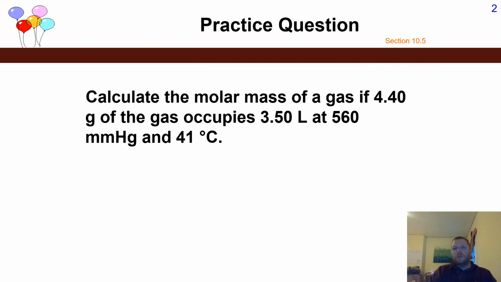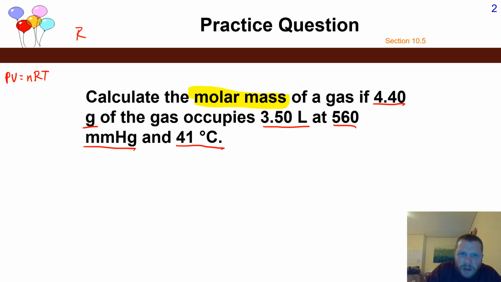Okay, now a good practice problem is this right here. Calculate the molar mass. That's what we're looking for. I'm going to highlight that. The molar mass of a gas, if 4.40 grams of the gas occupies 3.5 liters at 560 millimeters mercury and 41 degrees Celsius. Oh man, Dr. Gray, you are the worst. This gives you everything, but it gives it in units that you need to convert from. Okay, so PV and RT.